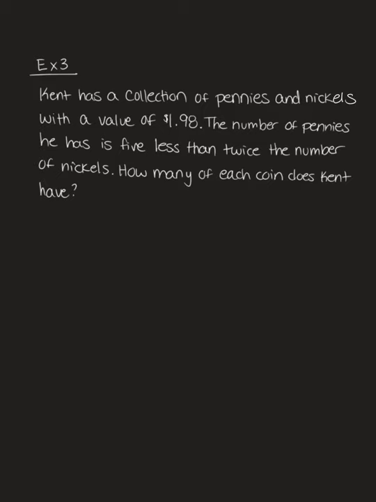Okay, so this is our last example. Kent has a collection of pennies and nickels with a value of $1.98. The number of pennies he has is 5 less than twice the number of nickels. How many of each coin does Kent have? Again, the question will tell you what your variables are. How many of each coin does Kent have? The number of coins, that is our variables. So we have pennies and nickels. I'm going to say P is the number of pennies, and N is the number of nickels.